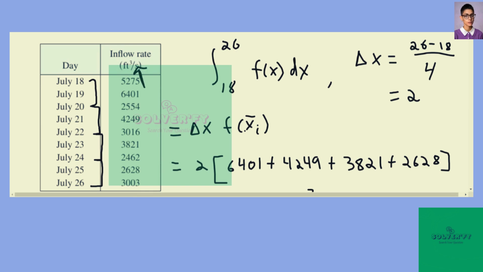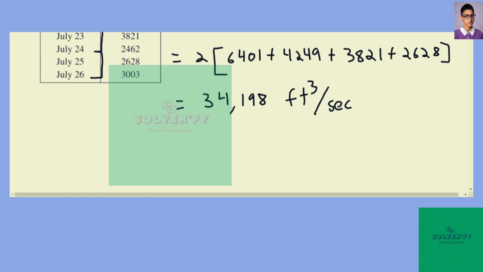But we're asked to calculate the total amount of water that flowed into Lake Lanier from July 18th to July 26th. So we would take that value, 34,198 feet cubed per second, and multiply by the total seconds. From July 18th to July 26th, we know that's 8 days.